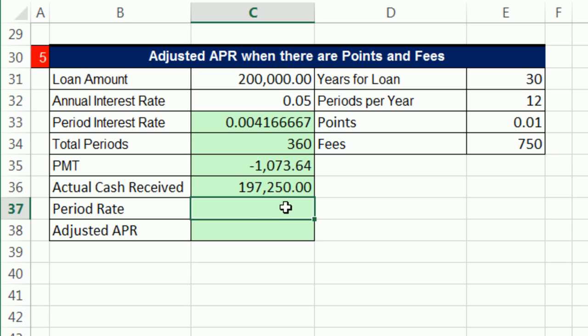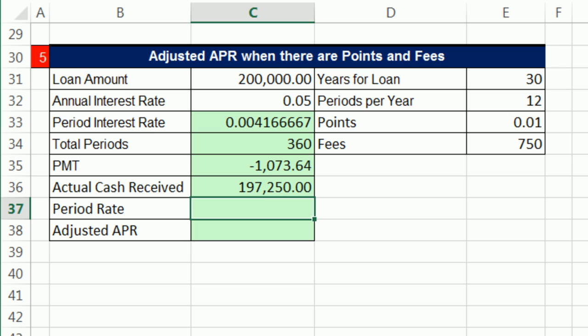All right, the period rate. Oh, we have to count. I thought we knew the period rate. But no, we need to figure out the actual period rate because we thought we got 200,000, but the cash flow is actually 197,250. That's how much we got.